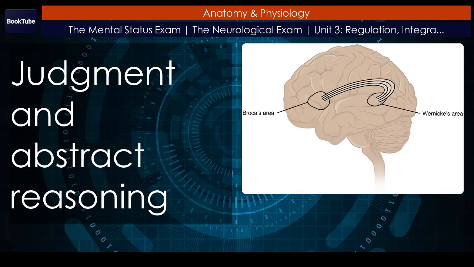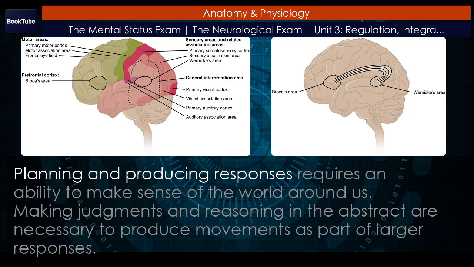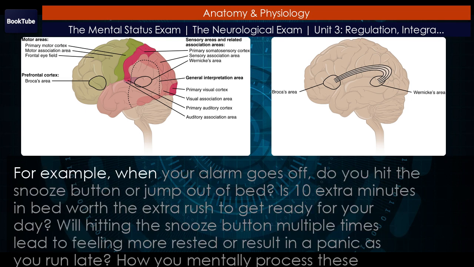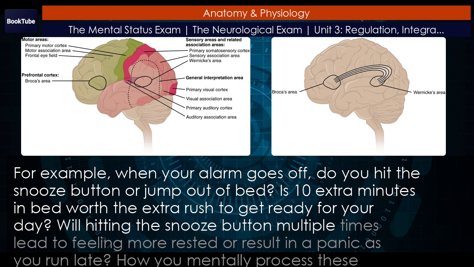Judgment and abstract reasoning. Planning and producing responses requires an ability to make sense of the world around us. Making judgments and reasoning in the abstract are necessary to produce movements as part of larger responses. For example, when your alarm goes off, do you hit the snooze button or jump out of bed? Is 10 extra minutes in bed worth the extra rush to get ready for your day? Will hitting the snooze button multiple times lead to feeling more rested or result in a panic as you run late? How you mentally process these questions can affect your whole day.